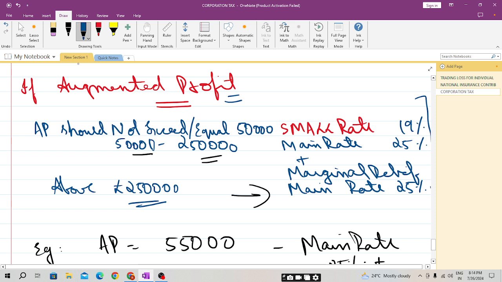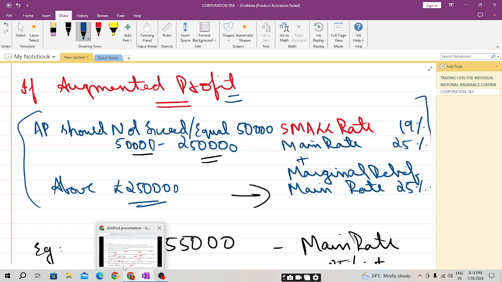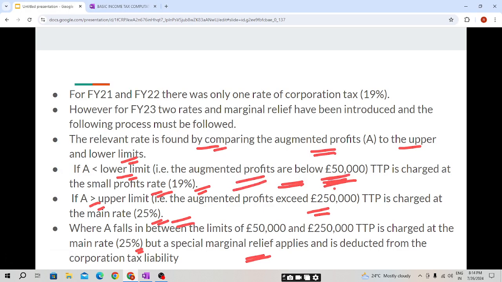And this is above 250,000 pounds. So this will give a better understanding. This they have not provided in your book or anywhere. I have prepared it. So students, if the augmented profit does not exceed 50,000, or is below 50,000 pounds, then the small profits rate will be applicable. If augmented profit exceeds 250,000, 25%. If augmented profit falls within the limits of 50,000 and 250,000, it will be taxed at the main rate and marginal relief will be available.